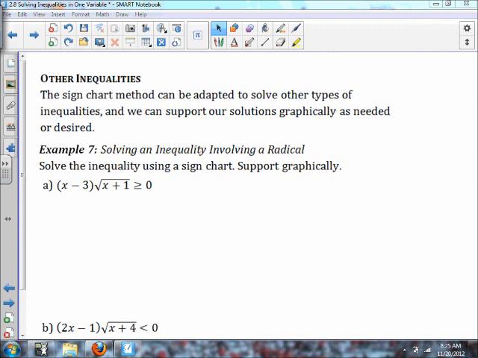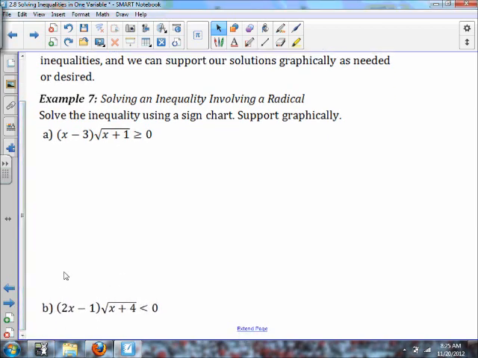Now, examples 5 and 6 were rational equations and polynomial equations, things like that. We're going to talk about other inequalities here in examples 7 and 8. Now, the sign chart method can be adapted to solve other types of inequalities, and we can support our solutions graphically as needed or desired. Okay? Now, I want you to think about this. What are my critical points here in example 7a?